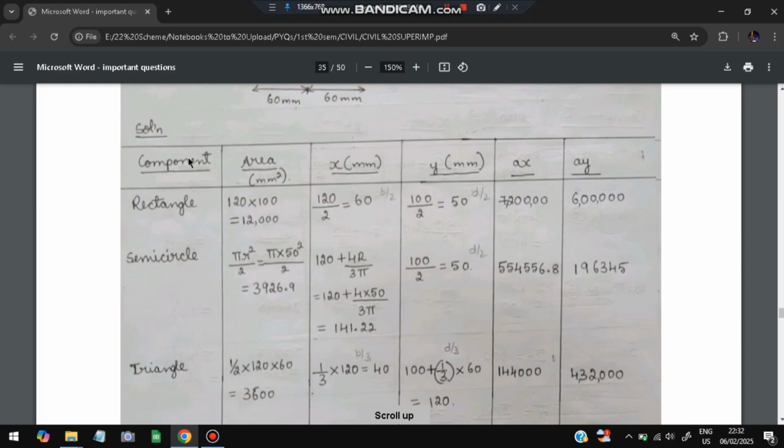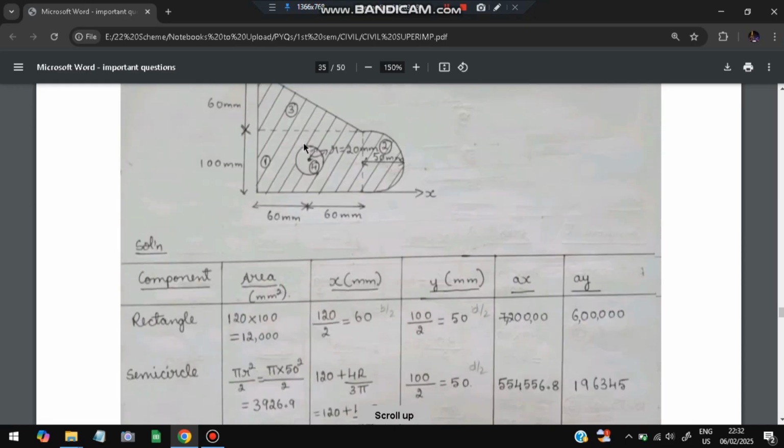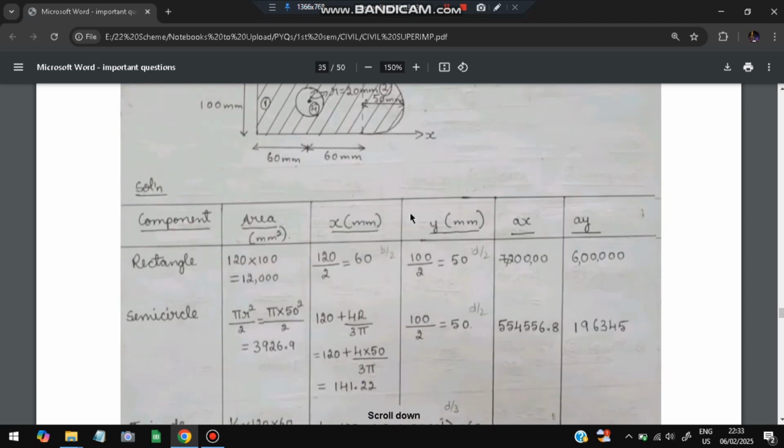So for the rectangle, what is the area? 120 into 100. This is 120, this is 100. So the total area is 120 into 100. X bar will be x by 2. That is the standard formula, right? X by 2 and y by 2 for a rectangle. We have just calculated this in the above questions. We have got the values of x bar and y bar, that is x by 2 and y by 2. So that will be equal to 120 by 2 and 100 by 2. So these two values we have got. Ax is nothing but area into x, and area into y is ay. We'll calculate and keep them.